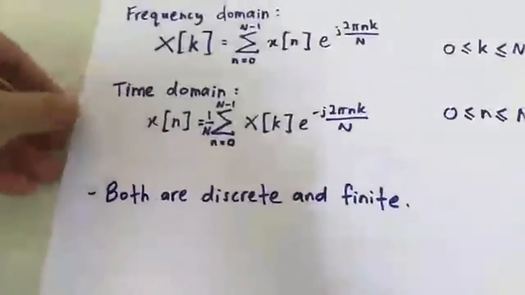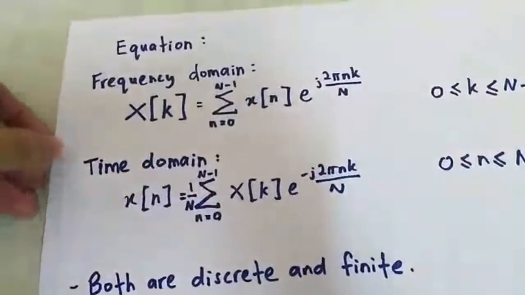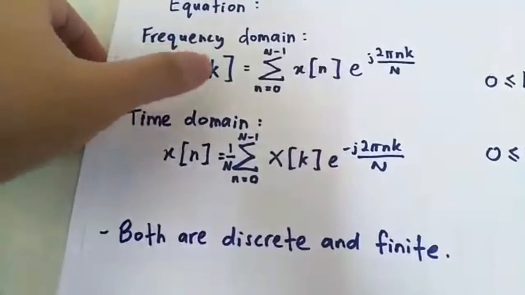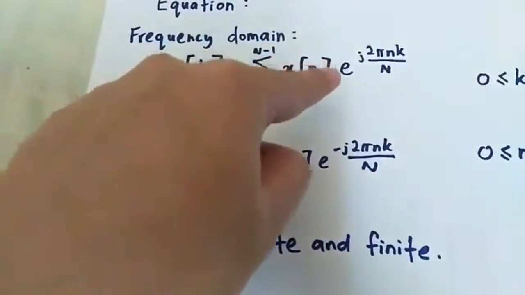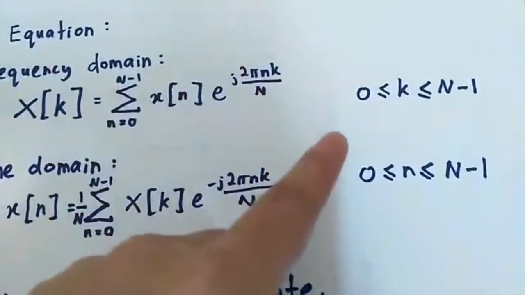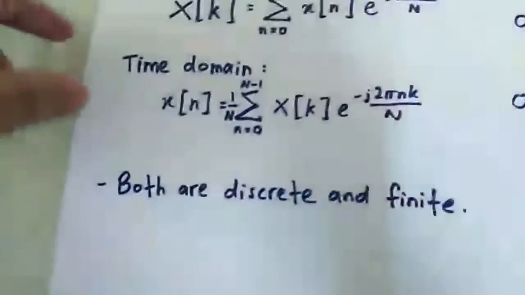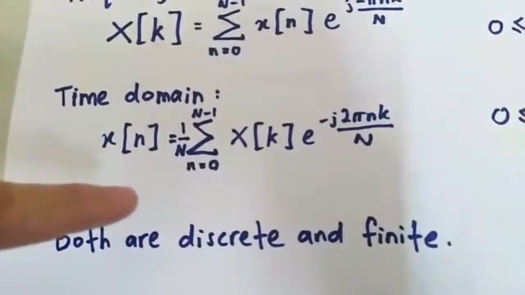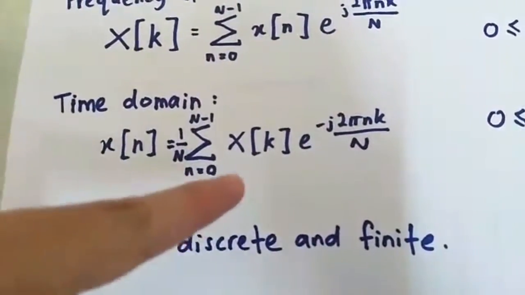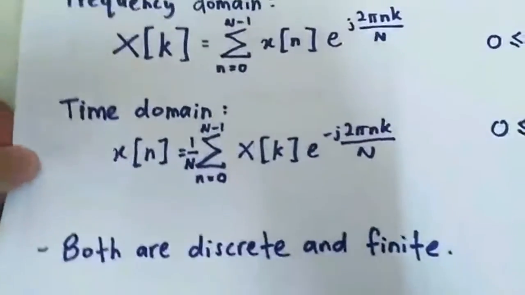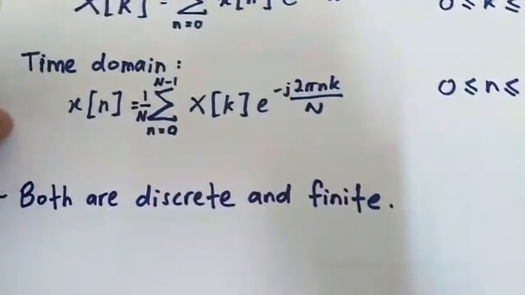So next is the equation for the frequency domain: X k equal to the summation of x n e to the j 2 pi n k over N, and the range is 0 to N minus 1. For the time domain, x n equal to 1 over N summation of X k e to the negative j 2 pi n k over N, and both are discrete and finite.